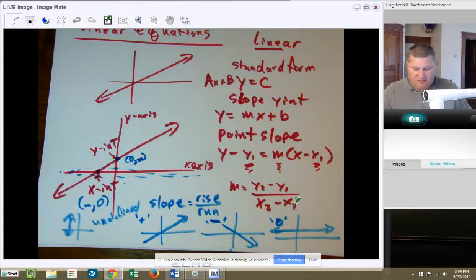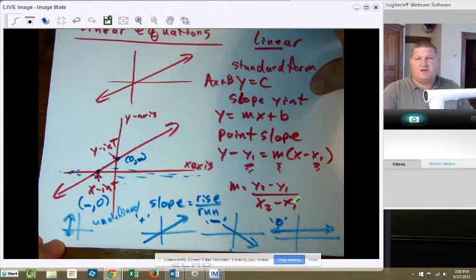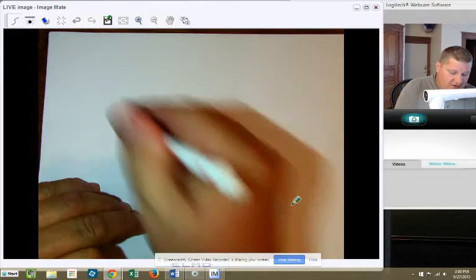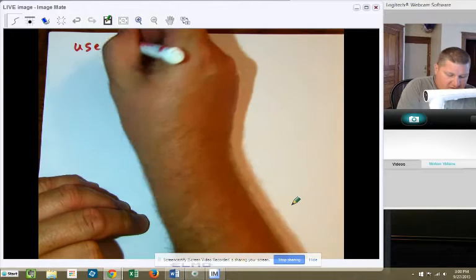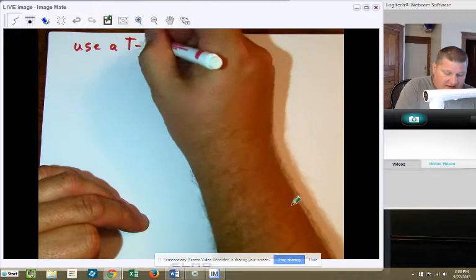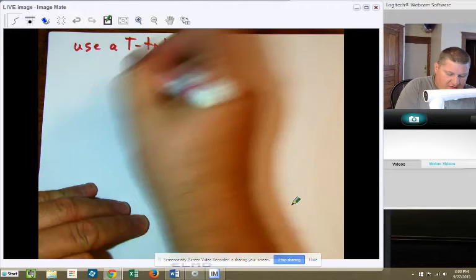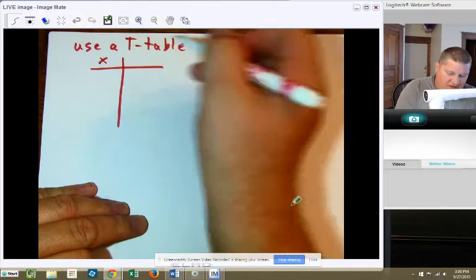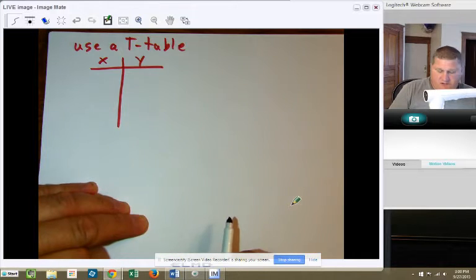Now, we've already talked about those basic things. Let's talk about how we can graph a linear equation. The first method to graphing a linear equation is to use a t-table. Now, it is exactly as it sounds. It looks like a big old T, and you have x values over here, and you have y values over here.